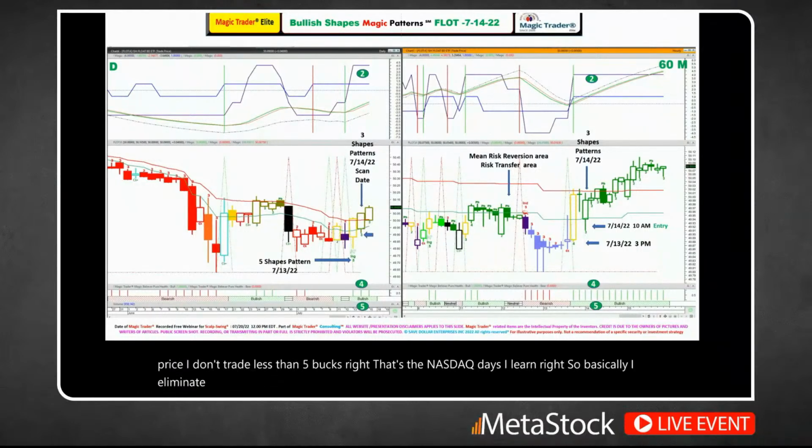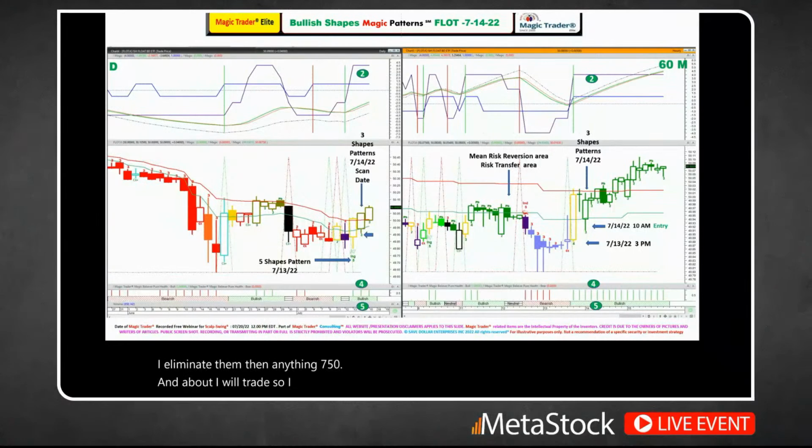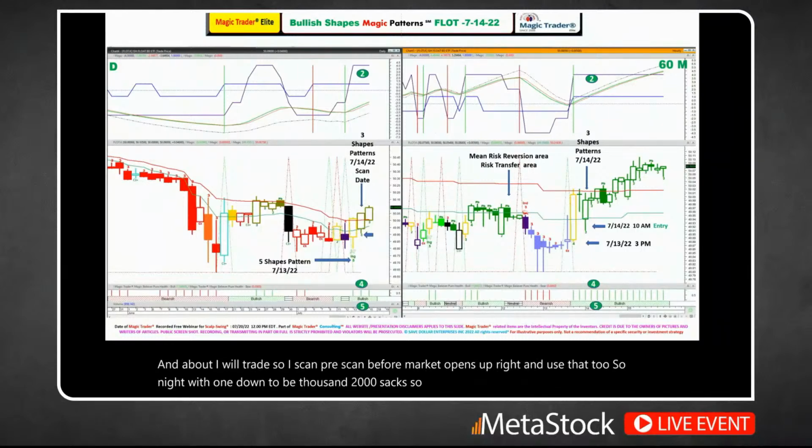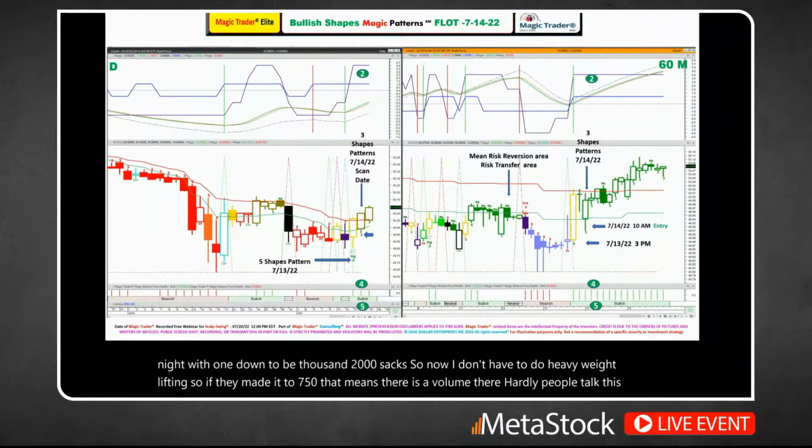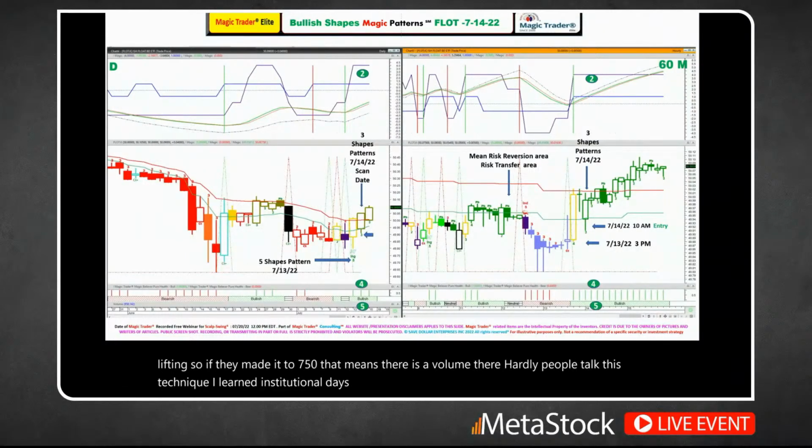Then anything 750 and above, I will trade. So I pre-scan before the market opens and use that too. Now it boils down to 1,000, 2,000 stocks, so I don't have to do heavyweight lifting. If they made it to 750, that means there is volume there. Hardly anyone talks about this technique. I learned it in my institutional days. Let everybody chase it, right? But we want to go with the best out of the best.